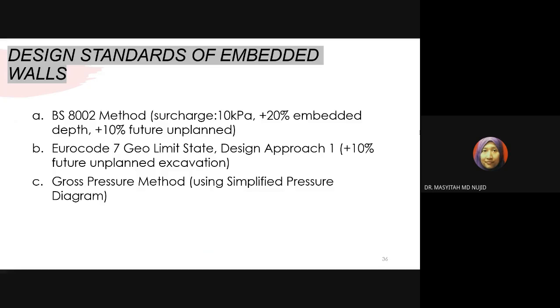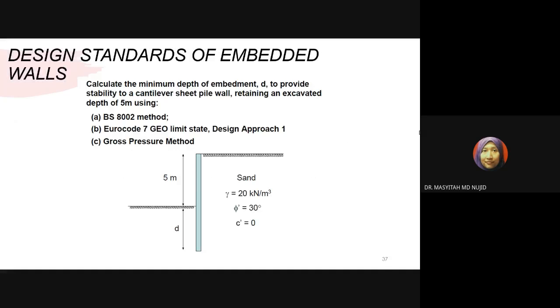For example, when you use the British standard, a surcharge of 10 kPa plus 20% of embedded depth and 10% of future unplanned excavation. And for Eurocode 7, the geo limit state using design approach 1 with a 10% future unplanned excavation. And for the gross pressure method, using the simplified pressure diagram. Why we call it a simplified pressure diagram, we have to ensure that at this time the moment will be taken at the toe of wall.